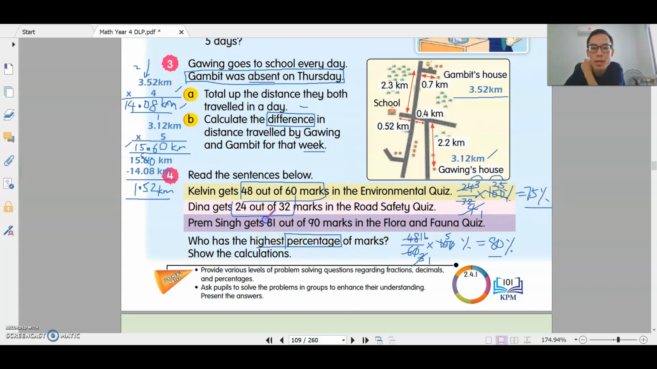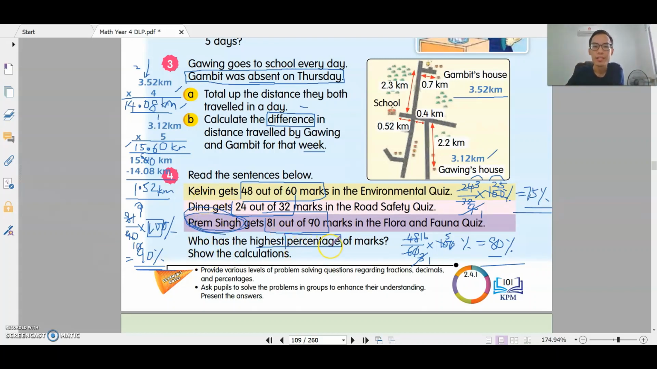Okay, last one. Prem gets 81 out of 90. 81 you put on top, 90 you put at the bottom, times the percentage, always 100%. 81 and 90 they are in the same times table, 9. So we can divide 9. 81 divided by 9 is 9. 90 divided by 9 is 10. 10 and 100 you can simplify also. Cross 1 0. So 9 times 10 is 90. So who gets the highest percentage? This is 75, this is 80, this is 90. So Prem Singh gets the highest percentage.